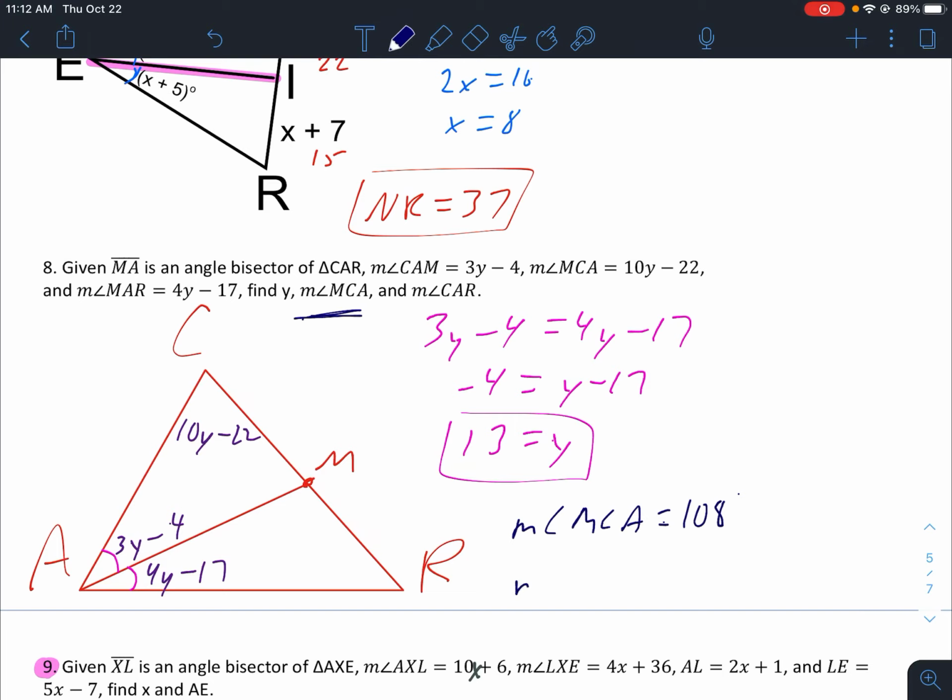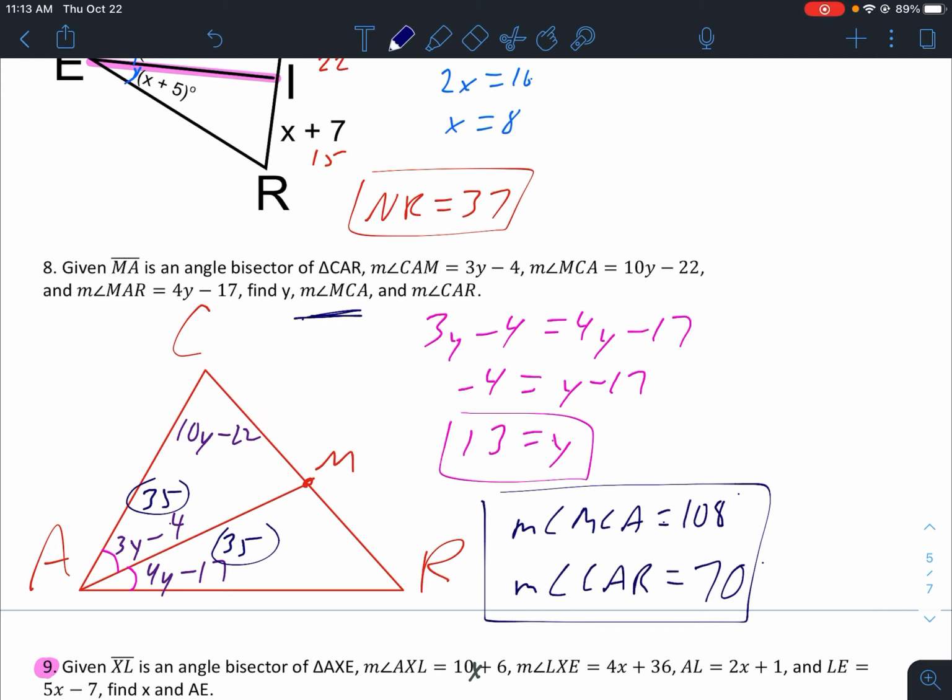And to find CAR, we got to add these two angles together. So put 13 back into one of them. It doesn't really matter which one. 3 times 13 minus 4, this is 35, which means this is also 35 because they're congruent. So CAR must be 70 degrees. 35 plus 35.